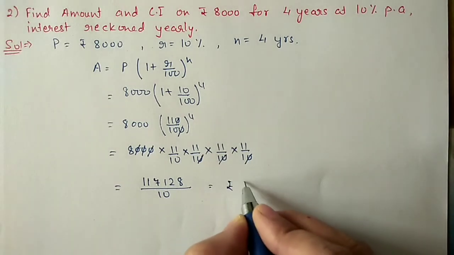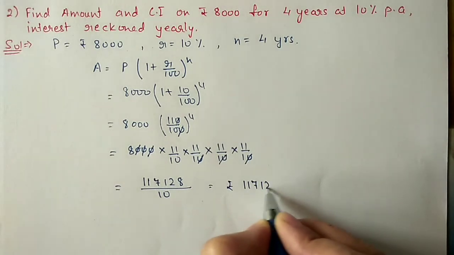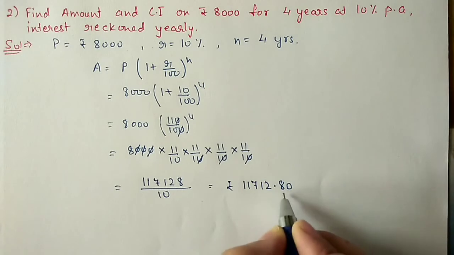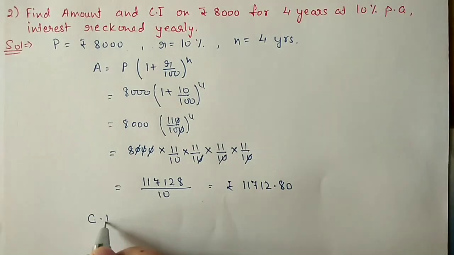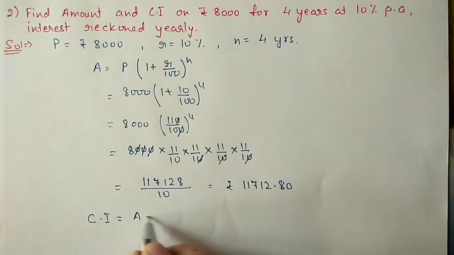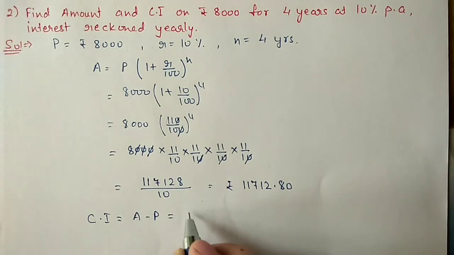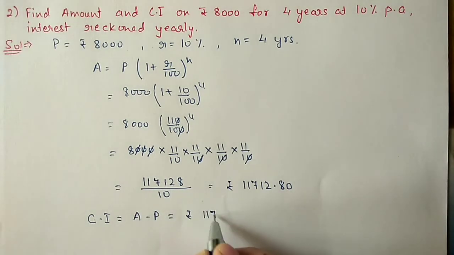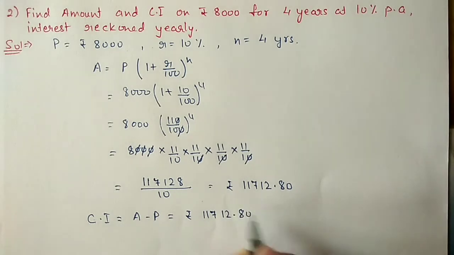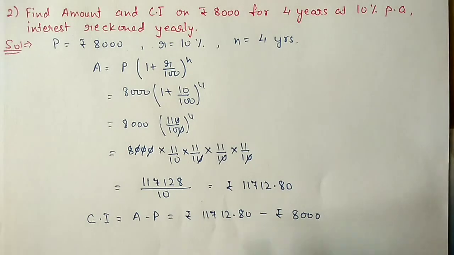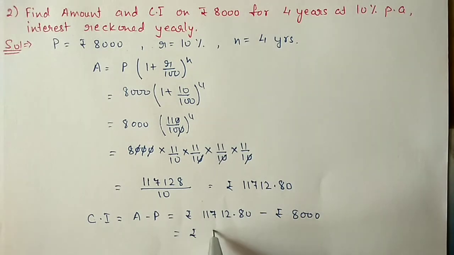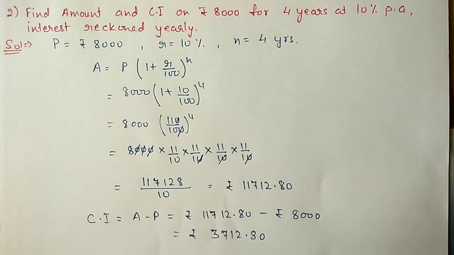So answer will be 11,712 rupees 80 paise. Represent up to 2 decimal places. Now compound interest is equal to A minus P. Amount is 11,712 rupees 80 paise minus principal money was 8,000 rupees. After subtraction we will get 3,712 rupees 80 paise.